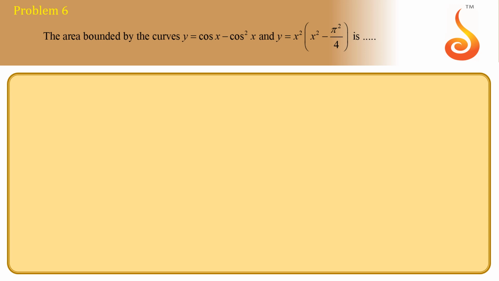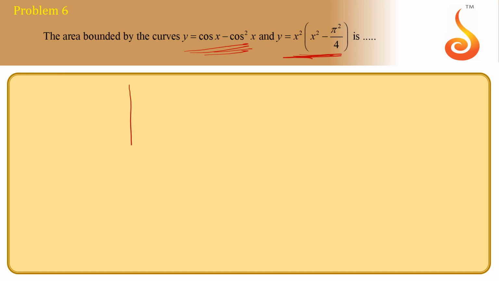Next problem. The area bounded by the curves y equal to cos x minus cos square x and y equal to x square into x square minus pi square by 4. Observe carefully, this is a quadratic in cos x and this is a quadratic in x square, I can take. This first quadratic in cos x meets at the origin and pi by 2 and minus pi by 2 also. This meets at x equal to 0, at x equal to pi by 2 or minus pi by 2 also it meets.